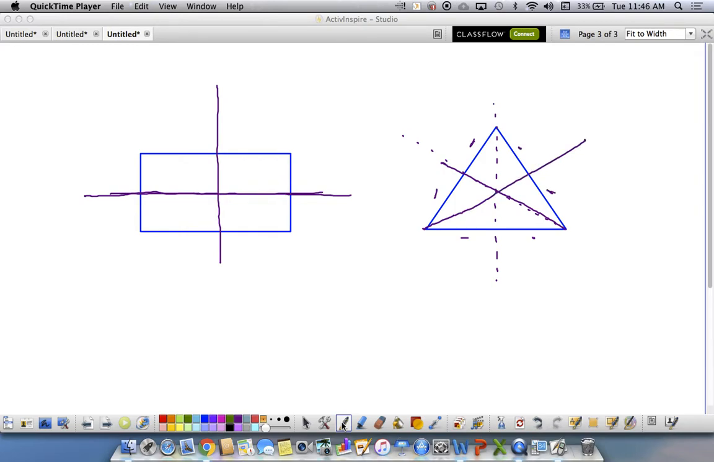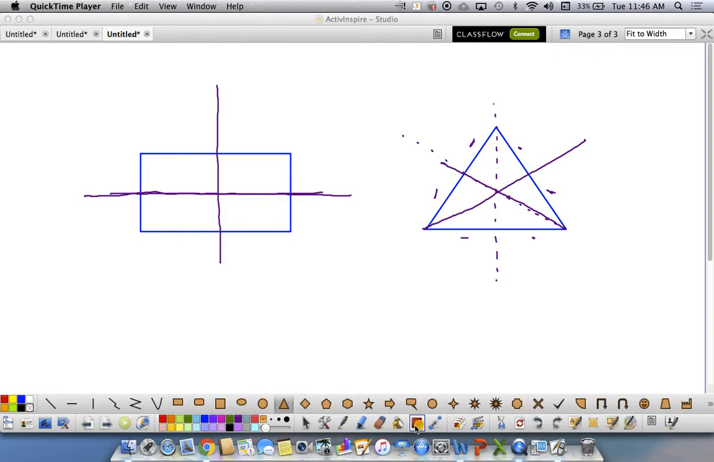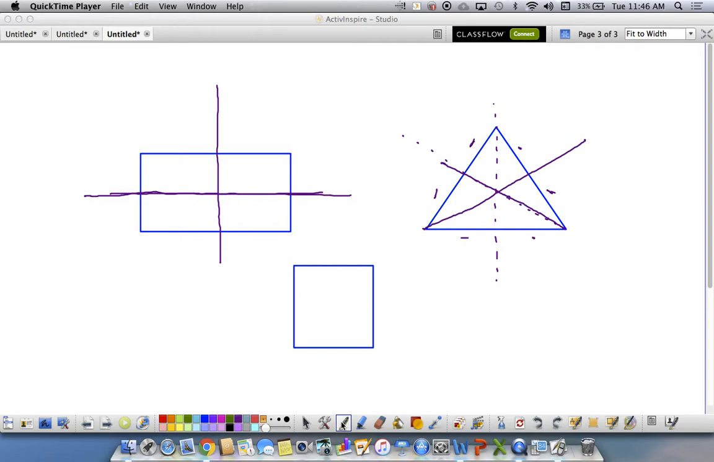Should this right and left sides be the same if I fold it on top? Yes. If we have regular shapes, I'm going to try to draw a square, because that's pretty much the one I can draw that I know has to be regular. Does it have the same two lines of symmetry that the rectangle does? The horizontal line and the vertical line.